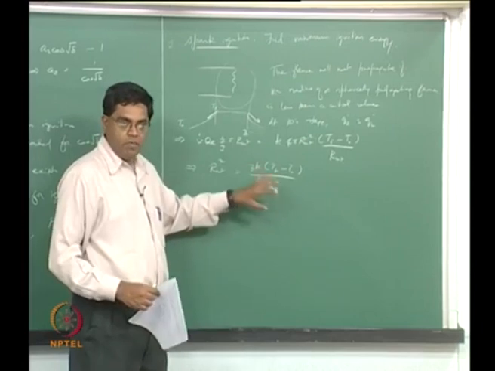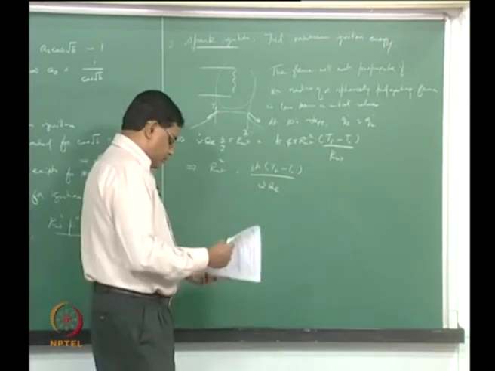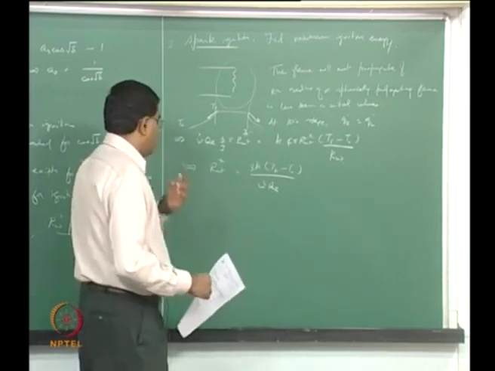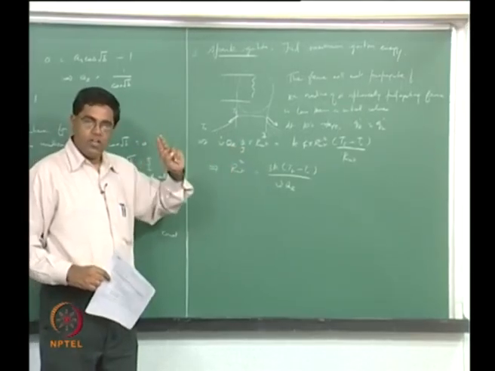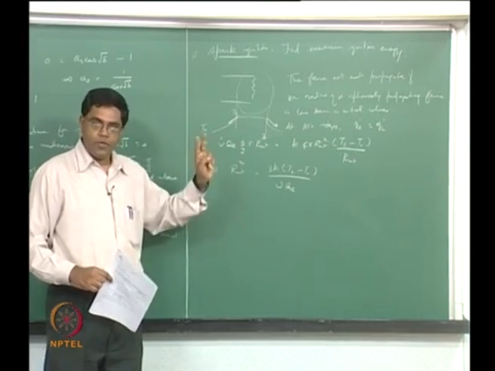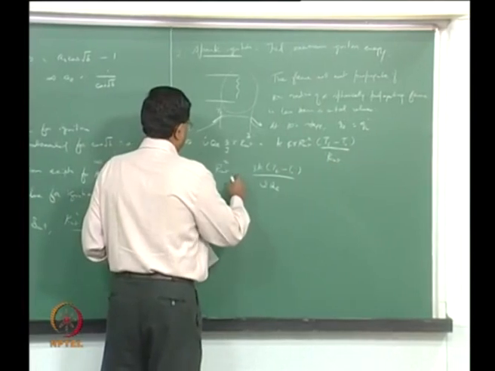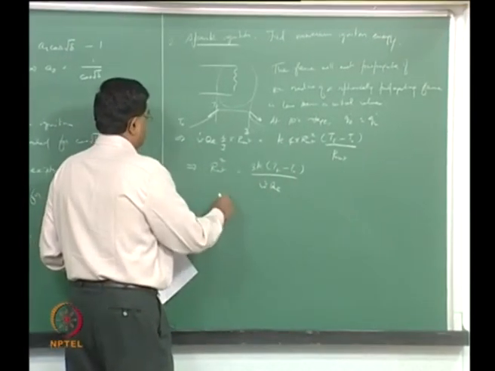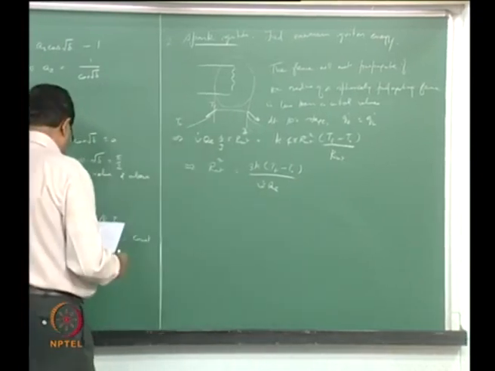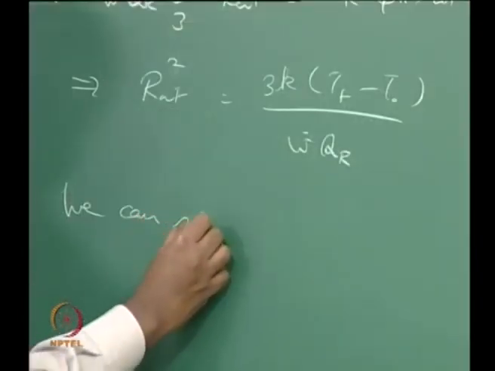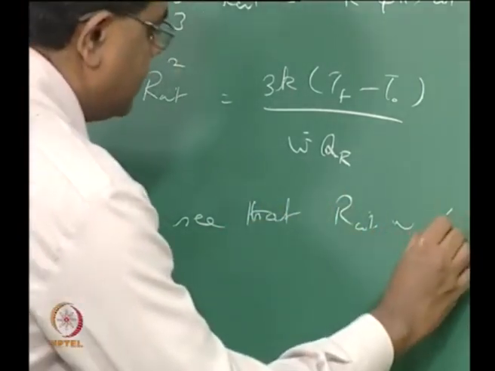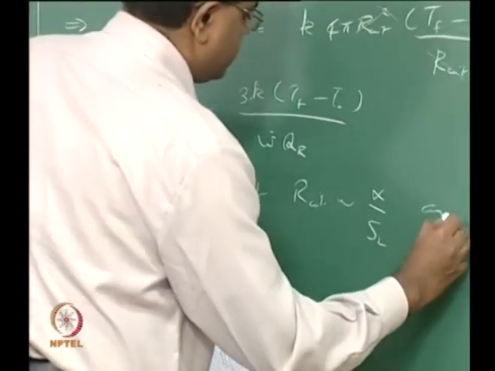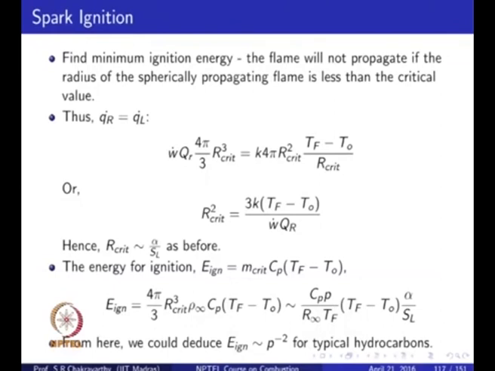And if you now have k over Cp, that can be directly written in terms of alpha, right. So R crit squared goes as alpha divided by W dot. Similarly we also had SL squared going as alpha times W dot, right. So if R crit squared goes as alpha divided by W dot, and SL squared goes as alpha W dot, then you can directly see that R crit goes as alpha over SL, as before, as during quenching, right.